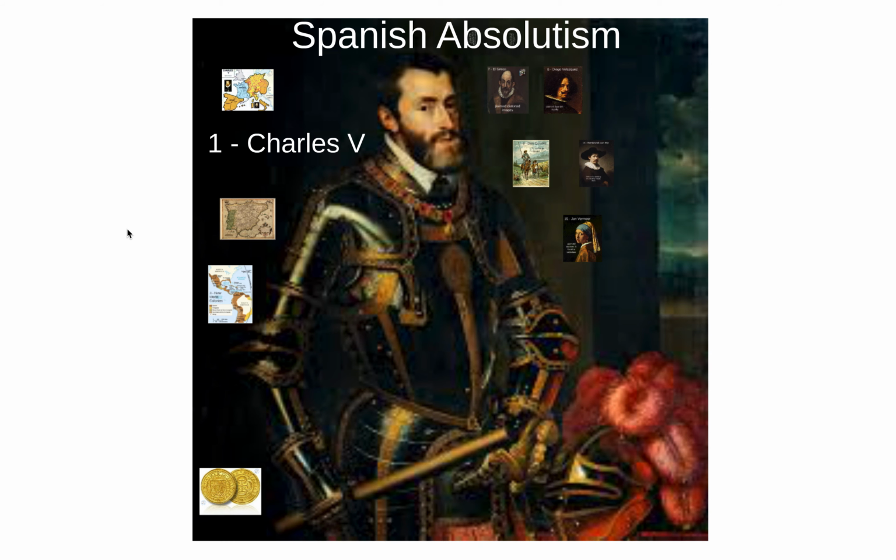All right, this is the first lecture in our new unit called Absolutism. The first section of notes is entitled Spain's Empire and European Absolutism. So let's go through this. This is a picture of Charles V.